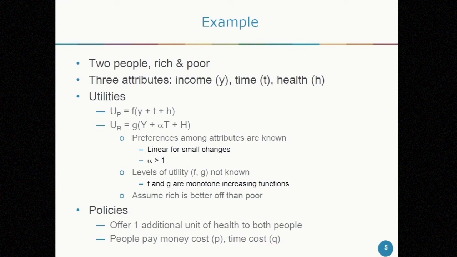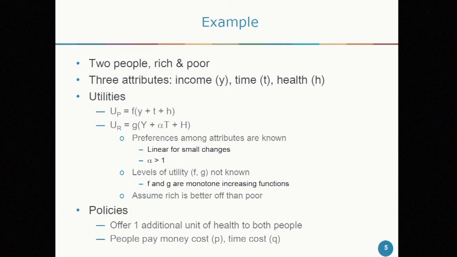And here I'm saying the rich person, who presumably has high income and less time, might value time relatively more in dollar terms than the poor person. So his rate of substitution between income and time is at the rate alpha. He'll give up alpha dollars for a unit of time, whereas the poor person would give up only $1 for the same unit of time. So alpha is bigger than 1. And then I assume they treat their rates of substitution between income and health as equal, but you could change that as well.